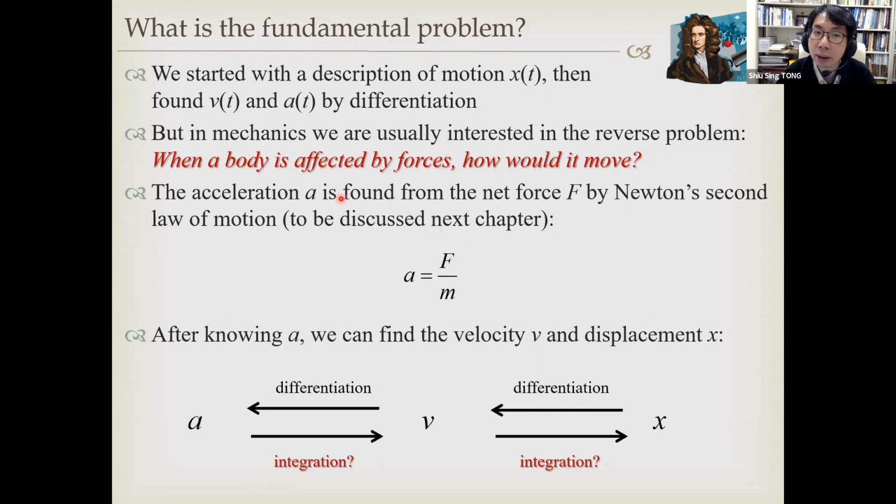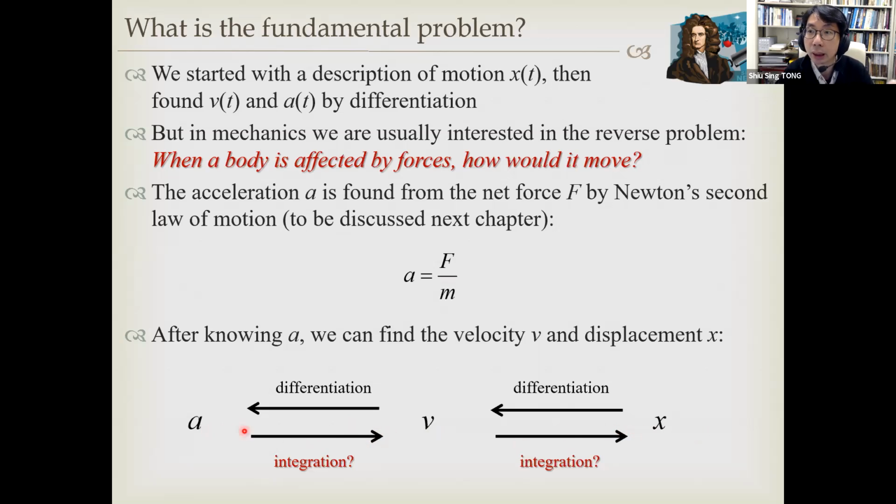Now, we will discuss it later, but Newton said that acceleration is related to the net force. Newton's second law says that acceleration is simply the net force on the object divided by its mass. So if you know the total net force acting on the object, then you know the acceleration, right? Then in principle, we should be able to find the velocity and the displacement as a function of time, right?